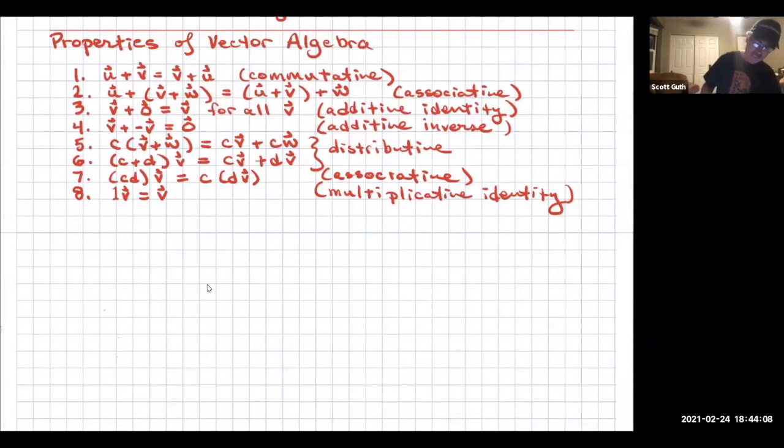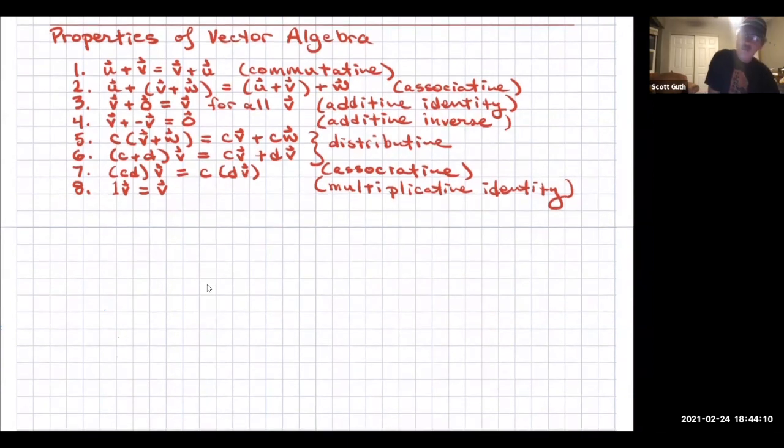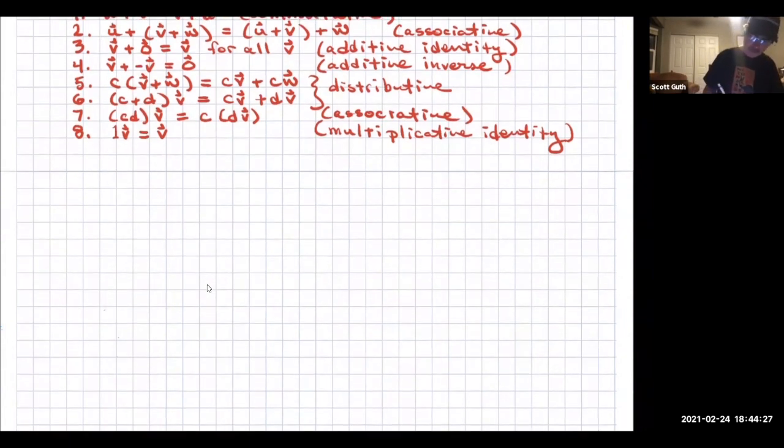These are obvious, I think, almost all of them. But, you know, we're creating a new algebra, so it needs its own set of rules. The rules are obvious, but that doesn't mean we shouldn't state them, right? We're going to do standard basis vectors next. This is more important than all these rules that we just put down.